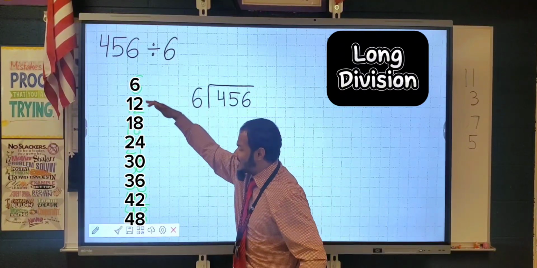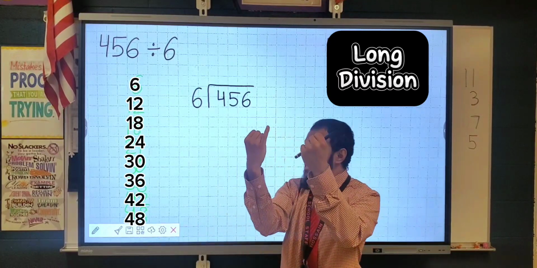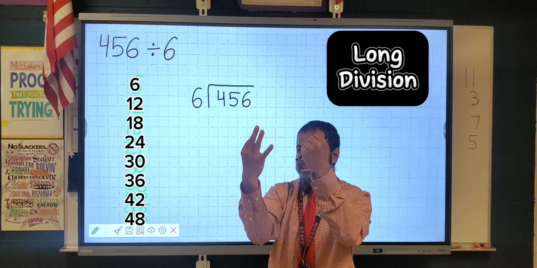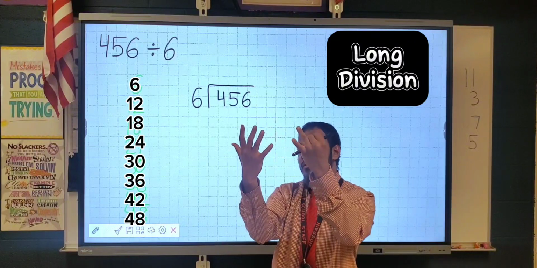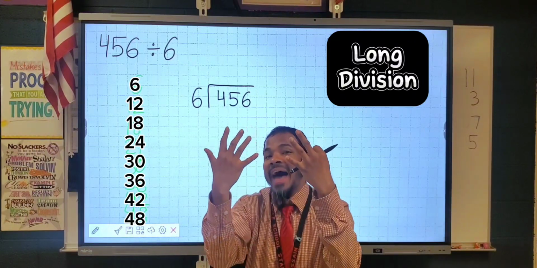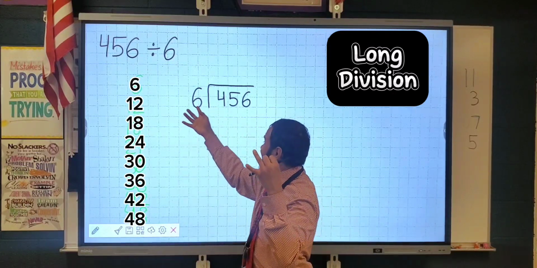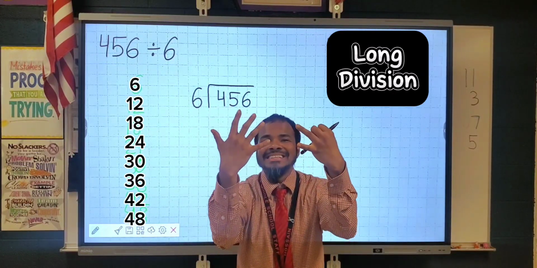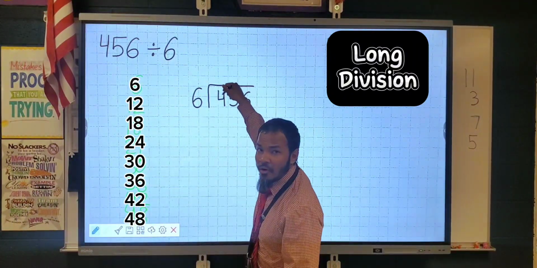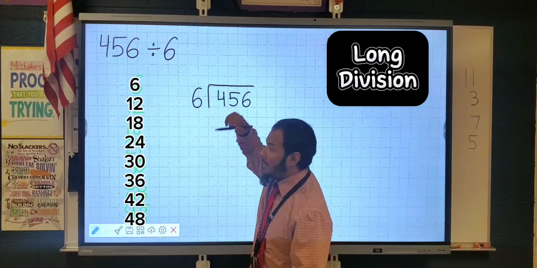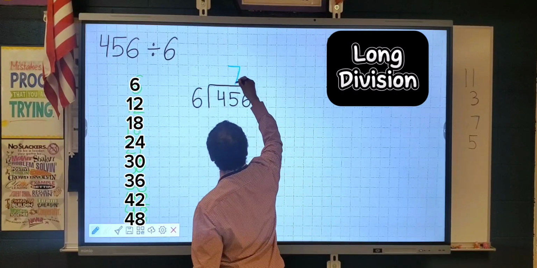So I'm going to count by 6 until I get to 45 without going over. I'm going to use my fingers. 6, 12, 18, 24, 30, 36, 42, 48. That's too much. So I'll put one finger down, and now I know that 6 goes into 45 7 times. So I'll put 7 on top. I'm not going to put it on the 4 because 4 needed air support. I'll put it on top of the 5. So I'm going to put a 7 right here.